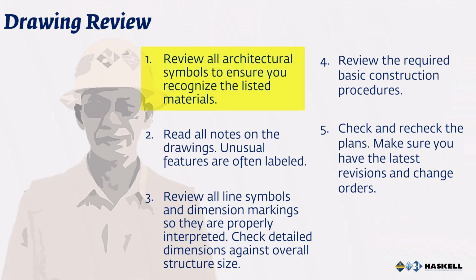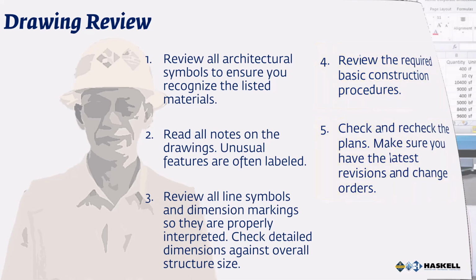First, review all architectural symbols. Next, read all the notes in the drawings. Then review all the line symbols and dimension markings. Use calculations to check detailed dimensions against the overall size of the structure. Make a mental list of the basic construction procedures you need to build the structure. Doing this can help you determine whether any items were left out from the drawings. Finally, check the plans to make sure you have the latest versions.